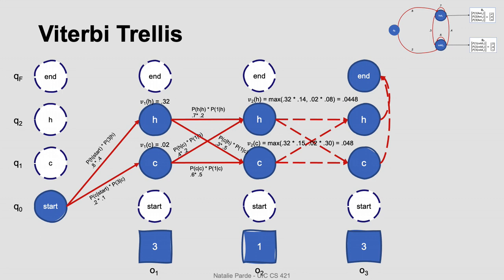So for example, to compute the Viterbi probability for hot at time step 2, we would take the max of 0.32, that's the Viterbi probability for hot at time step 1, times 0.14, which is one of the values we just computed, and then 0.02, that's the Viterbi probability for cold at time step 1, times 0.08, which is another of the values we just computed. So the maximum of those two options is equal to 0.0448. The maximum of the bottom two options is 0.048.